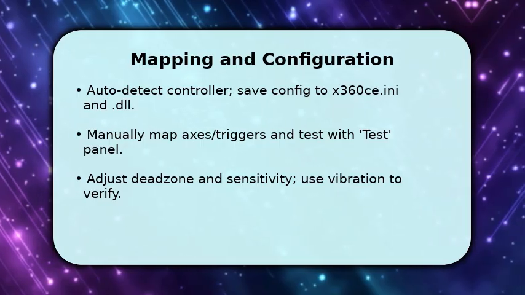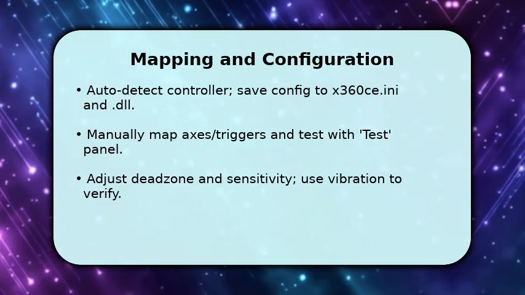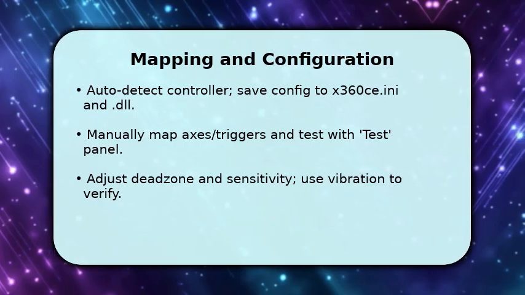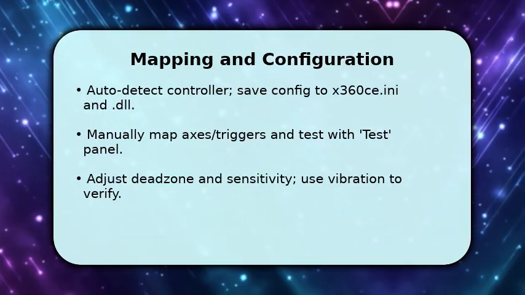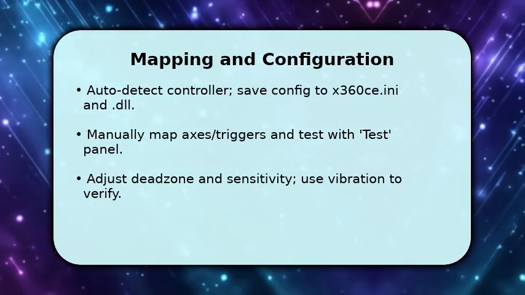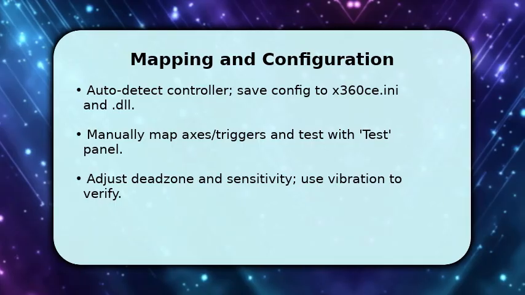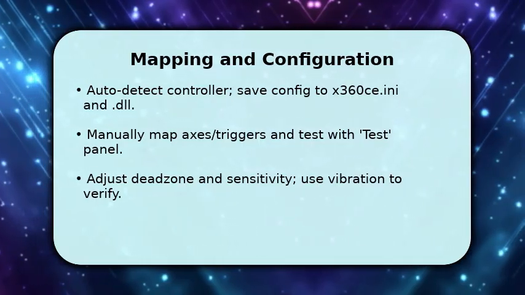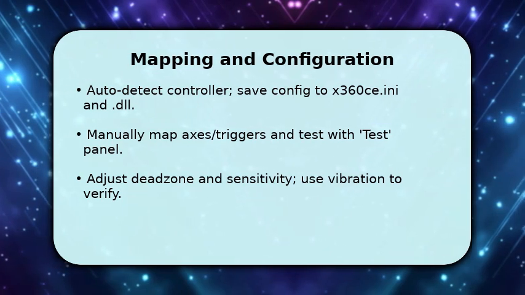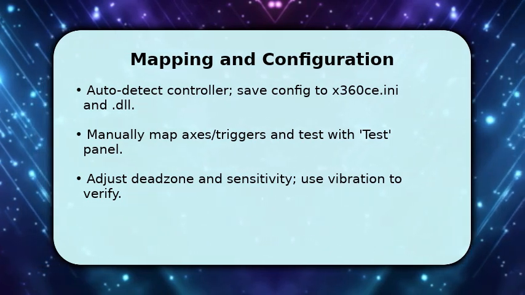If buttons or axes are wrong, manually assign buttons and calibrate axes in the mapping panel. This is where you fix inverted sticks or combine triggers. Test inputs in the Test tab, exercise each button and axis, and tune dead zone and sensitivity to eliminate drift. Make sure vibration works. It confirms the virtual device is active.